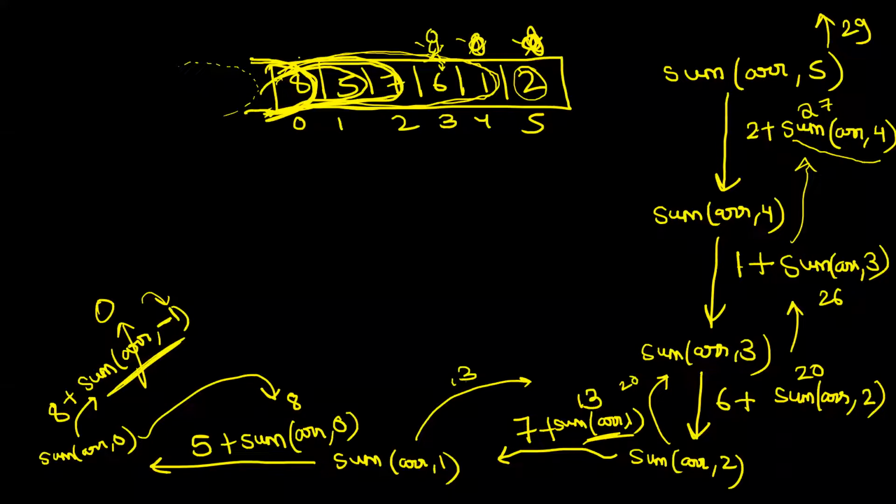But how does 2 come? Boss, try to understand. How does 2 come? I want the summation of all the array elements from index 0 till index 5. Okay. So what do I say? Give me the sum of all the array elements from index 0 till index 4 and add 2 to it, because 2 is the element that is present at index number 5. Okay.